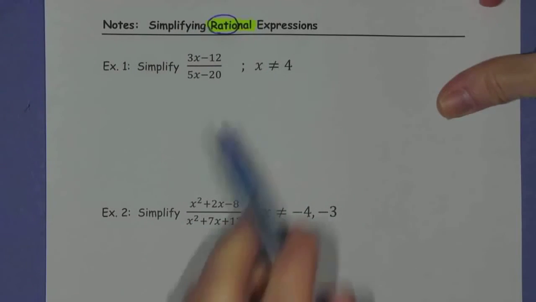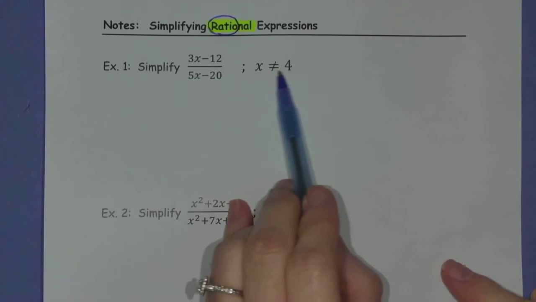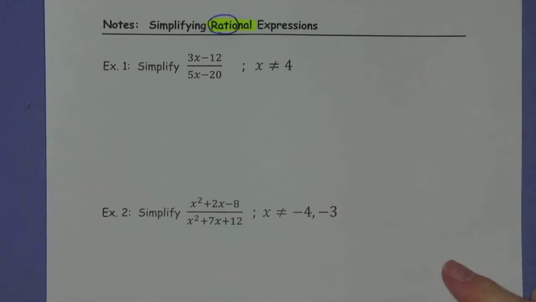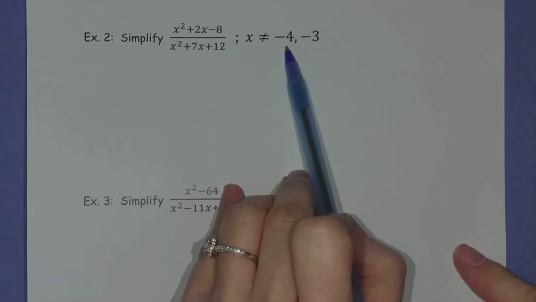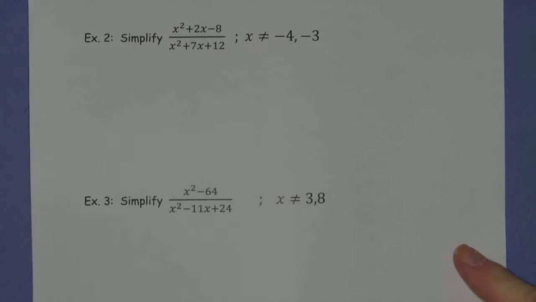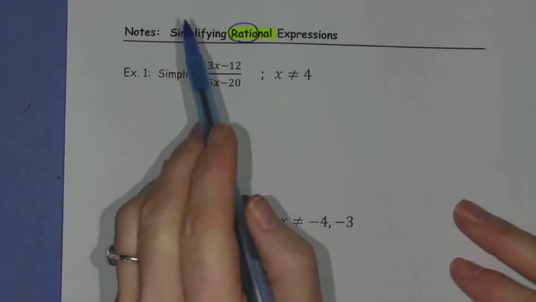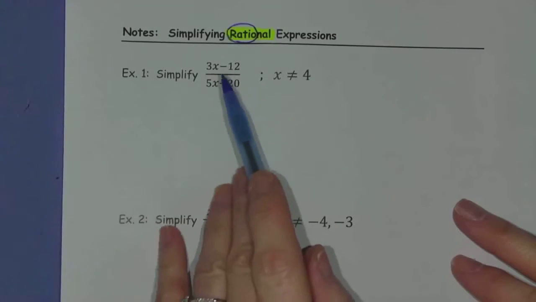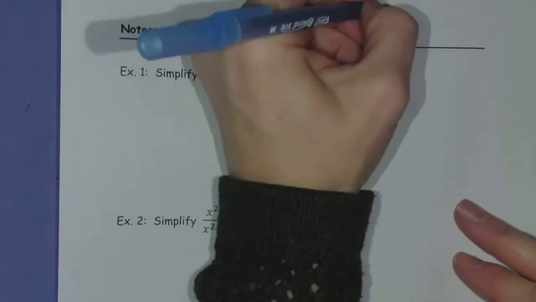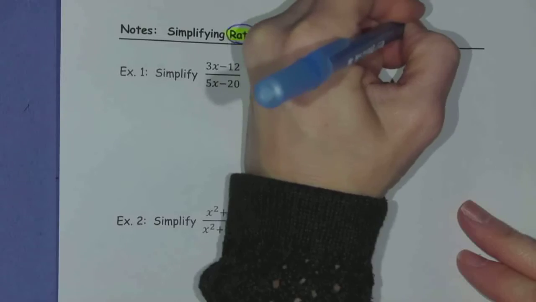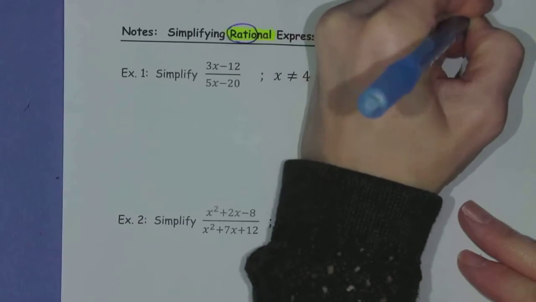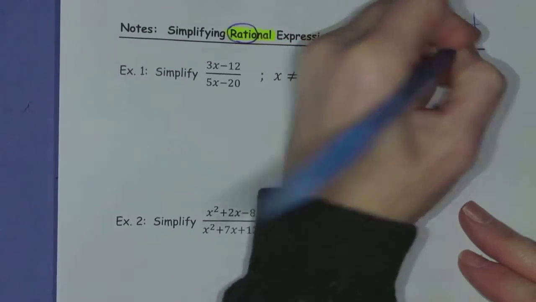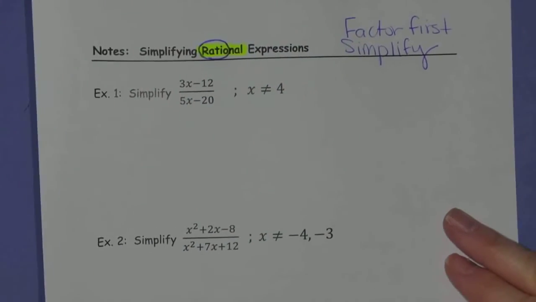Now, each of these has a stipulation on the x value, and we'll talk about why that is. You see here, x cannot be 4, down here, x cannot be -4 or -3, and etc. So we'll talk about that, but we're going to be simplifying. And the way you simplify rational expressions is you factor first. So I'm going to write that here, factor first, and then you simplify. Okay? So factor first and then simplify.